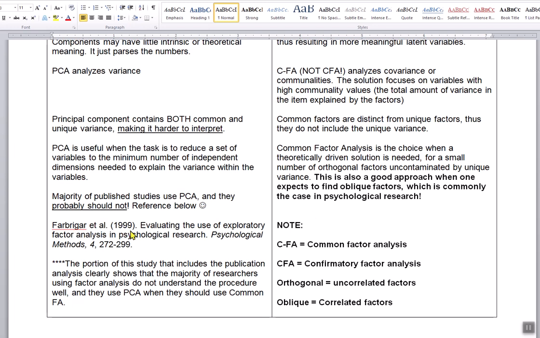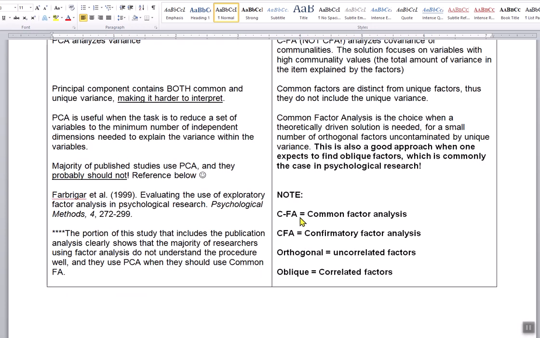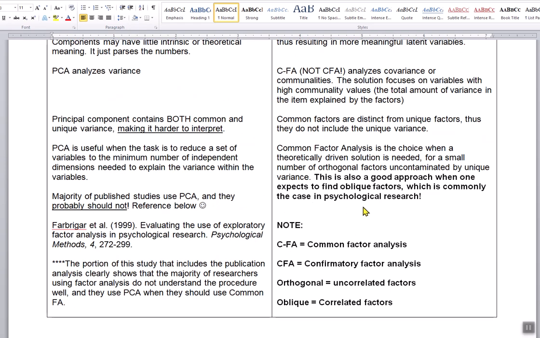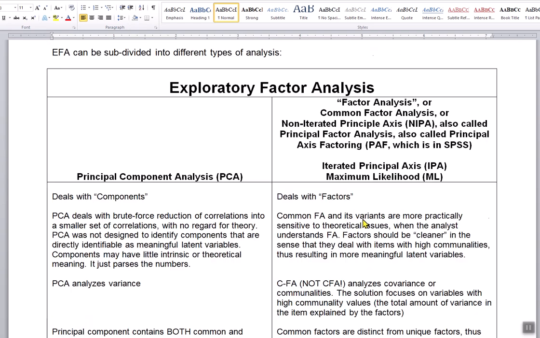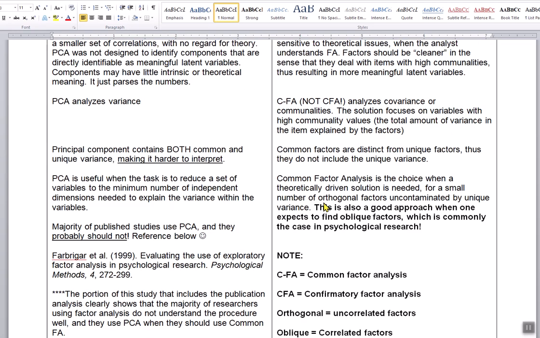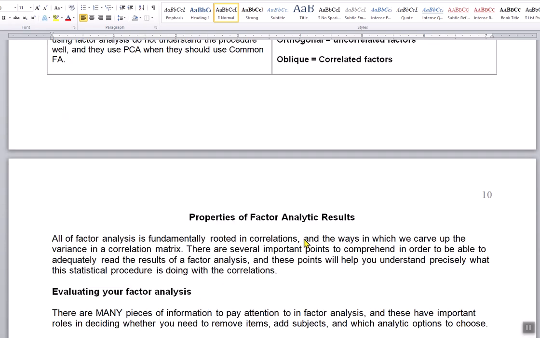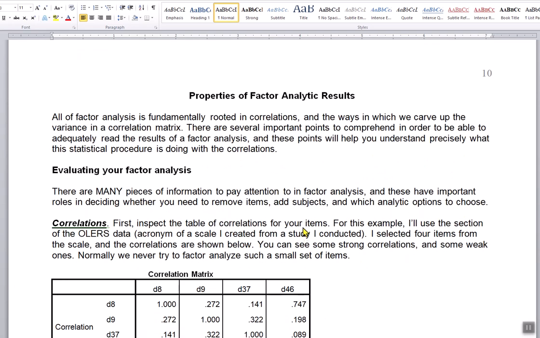Fabrigar also argued in this publication here in Psychological Methods that although the vast majority of people in psychology who report factor analysis use principal component analysis, they probably should not. That they're doing this in error. So when I ask you in class to do a factor analysis, I'm going to be asking you to do principal axis factoring. And in terms of the rotation, there are some different types of rotations, and I like direct oblimin is the best.